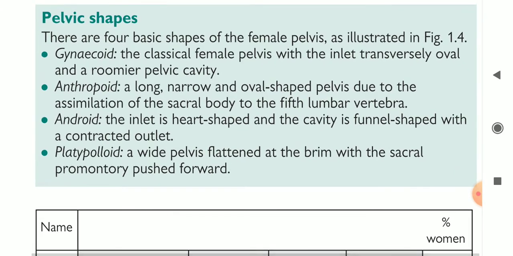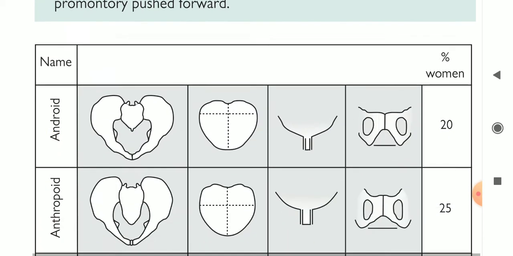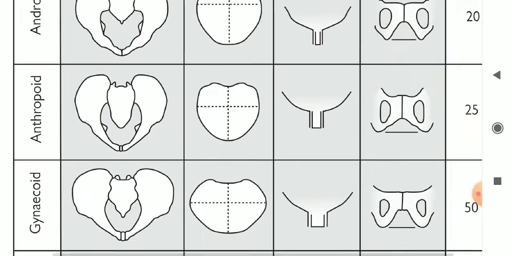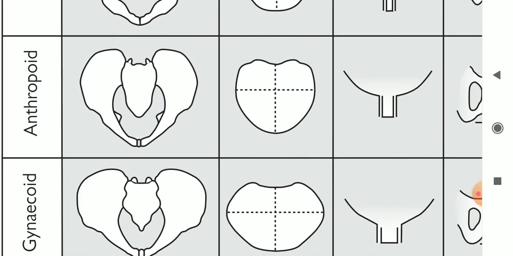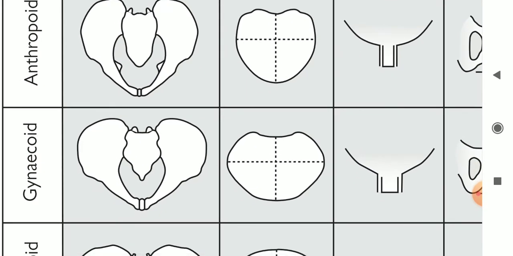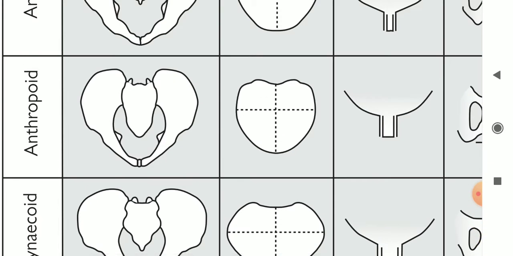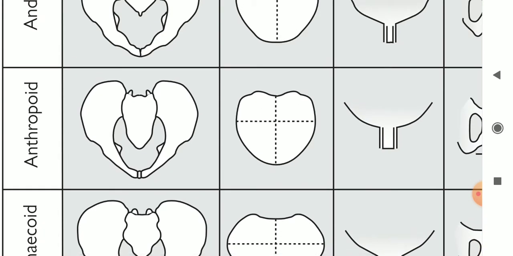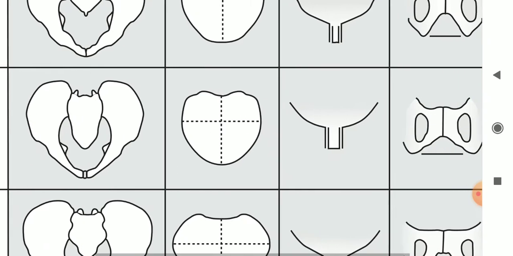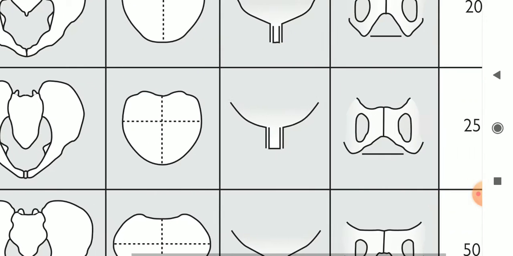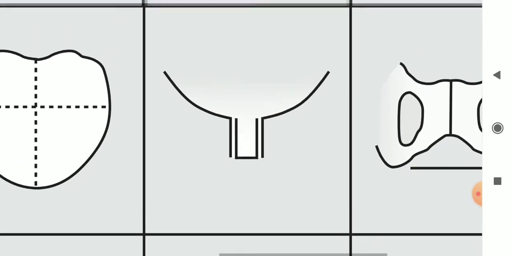What about the other one, that is anthropoid? Anthropoid is a very long, narrow and oval shaped pelvis due to the assimilation of the sacral body to the fifth vertebral body. In this condition, you can see here the anthropoid is oval shape. It is not transversely oval, it is vertically oval. And it is narrow. You can see here it is narrow.